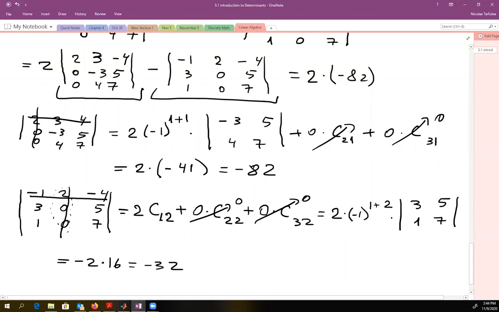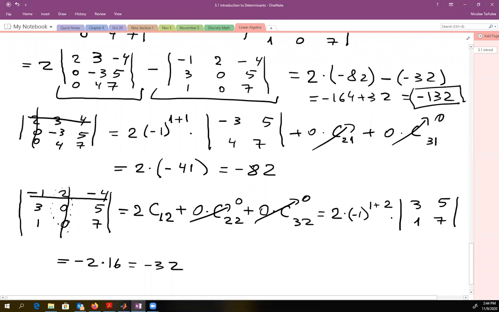Okay, so look what we have here. We come back, we have minus 32. It's a number, right? So it's minus 164 plus 32, which turns out to be negative 132.